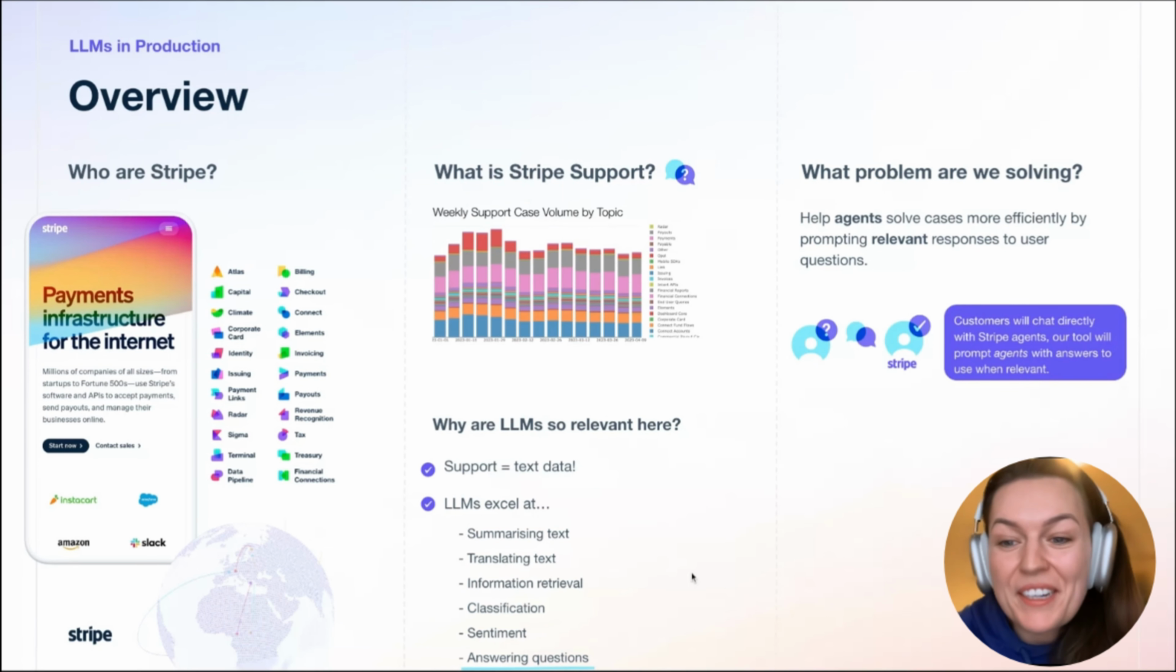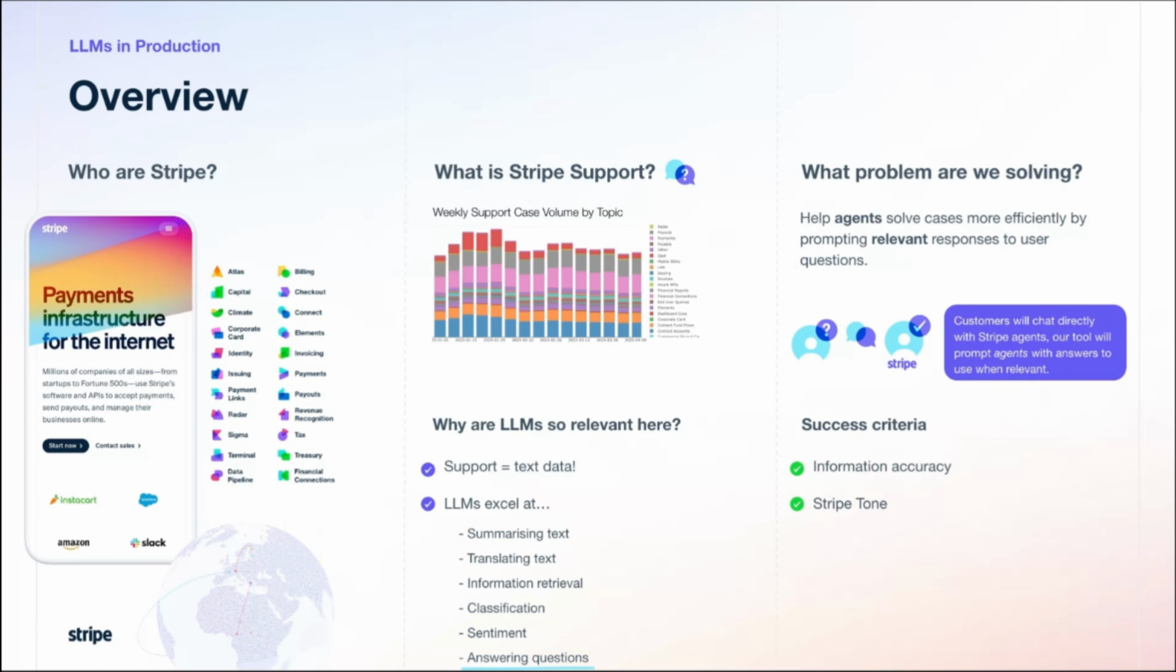So for our success here, we need to make sure that our ML prompted responses are, firstly, information accurate. We need agents to trust our answers and they need to be correct. And secondly, we need our ML responses to hit the right Stripe tone. So the human experience is extremely important to us, and we don't want our agents to ever sound like bots. Our ultimate measure of success is that agents are actually using this tool and it's helping them solve cases more efficiently.